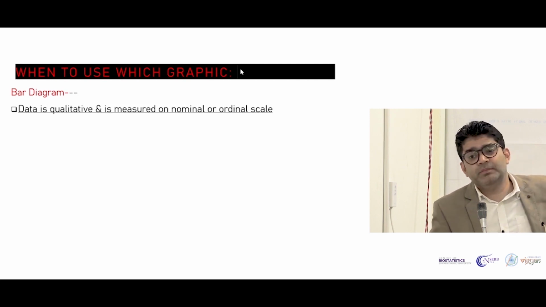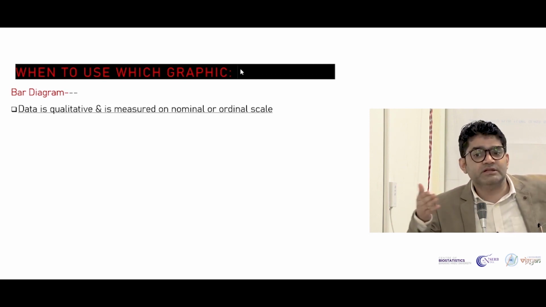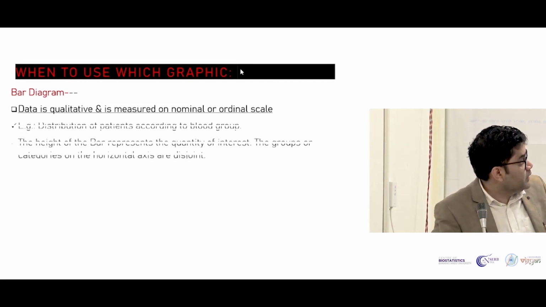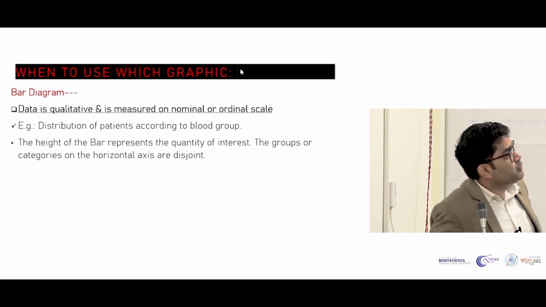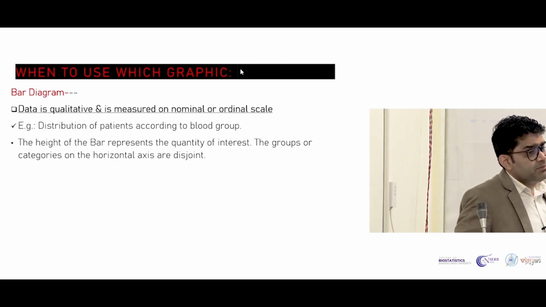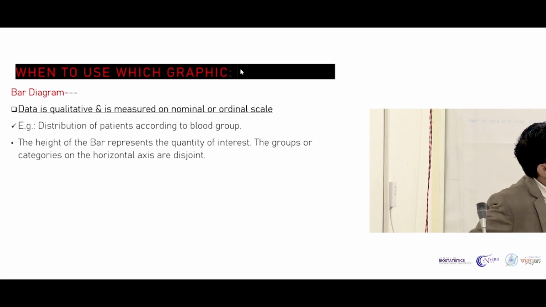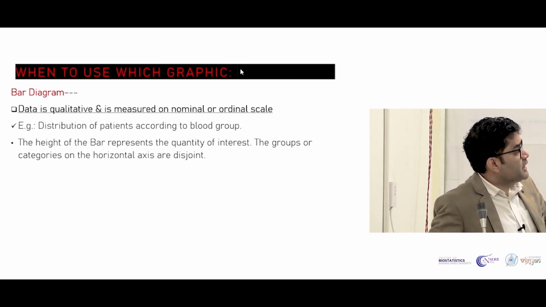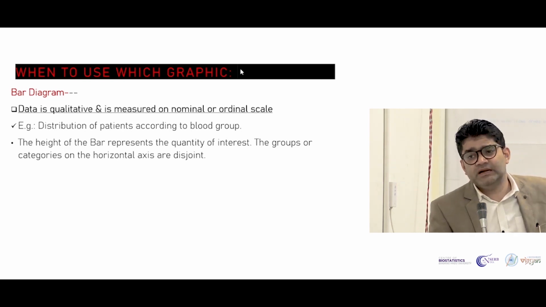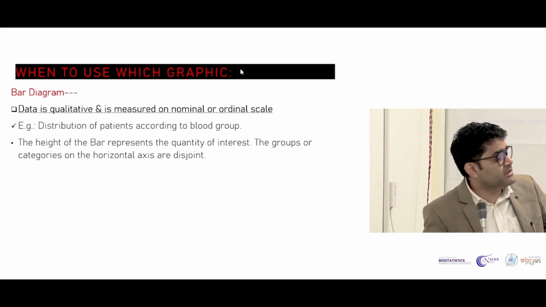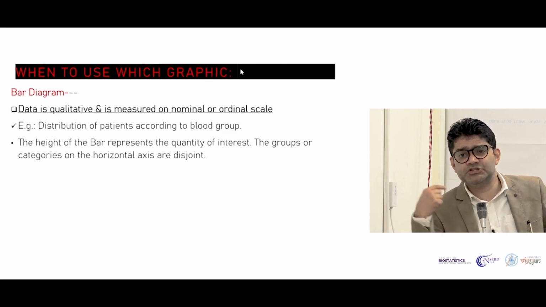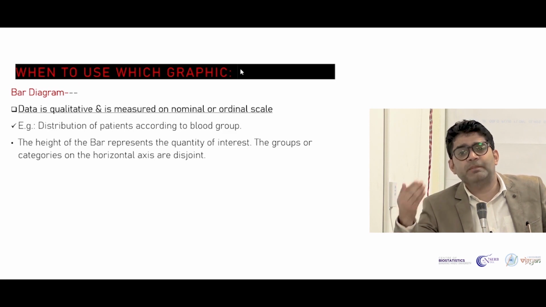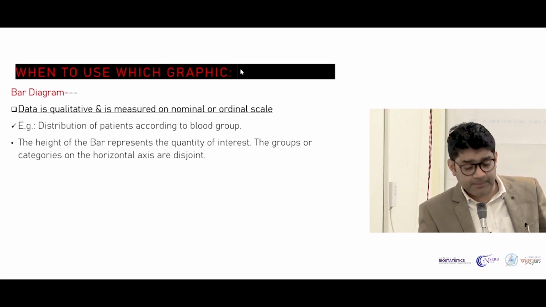Sometimes the data is of metric nature but is measured on an ordinal scale. Then also you can make a bar diagram, simple bar diagram. Distribution of patients according to blood group. Here what is important in bar diagram? The height of the bar represents the quantity of interest. The groups or categories are placed on the horizontal axis, and since it is measured on a nominal scale, the groups are disjoint. That's why we try to have a different color or a different pattern whenever you make a bar diagram.